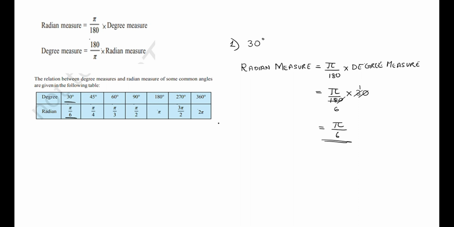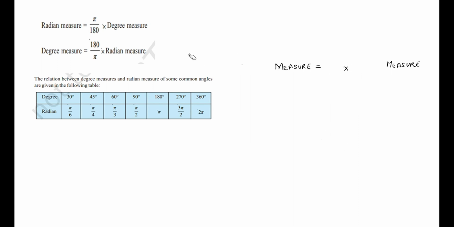Okay, now similarly, let us convert one of the radian measures into degree measure. So the question goes like, convert pi by 3 into degree measure. The given is in the radian measure, convert into degree measure. To find degree measure is nothing but 180 by pi into radian measure.